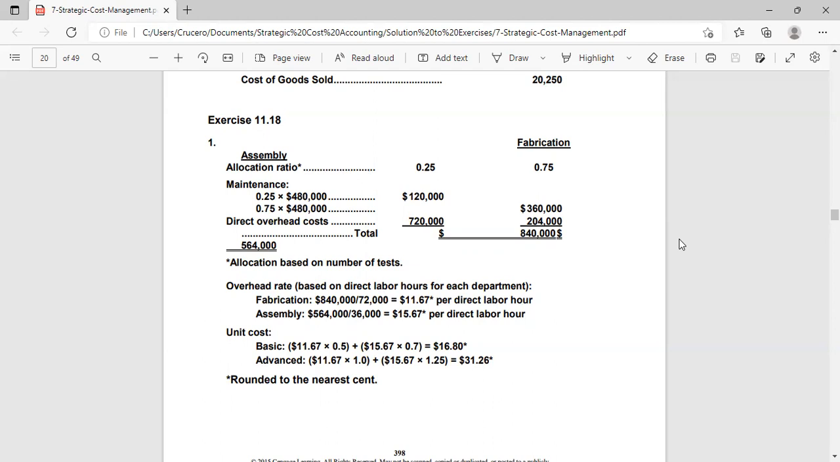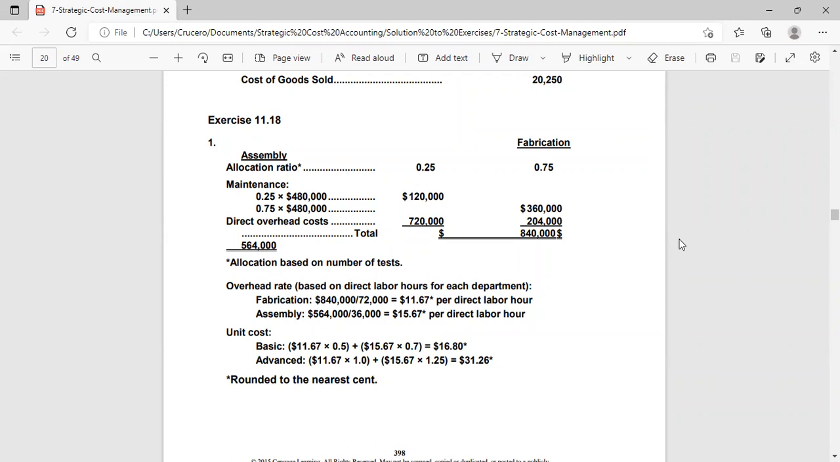The maintenance allocation is based on the number of tests. So the number of tests of 30 and 90, meaning 30 and 90 is 120. So 3 over 12 is 25% and 9 over 12 is 75%. That's why we allocate 25% to assembly and 75% to fabrication. Now, for the maintenance allocation, 0.25 to assembly and 0.75 to fabrication.